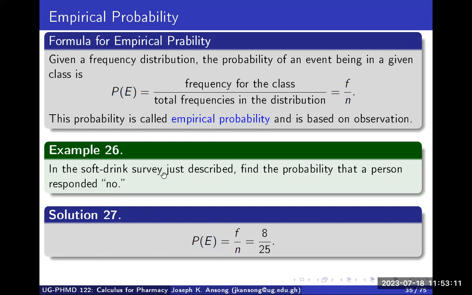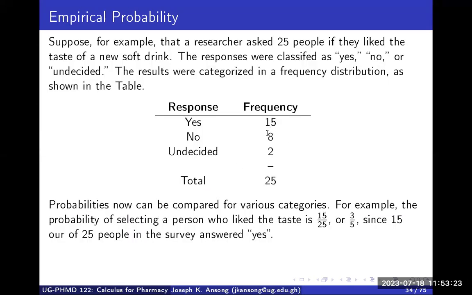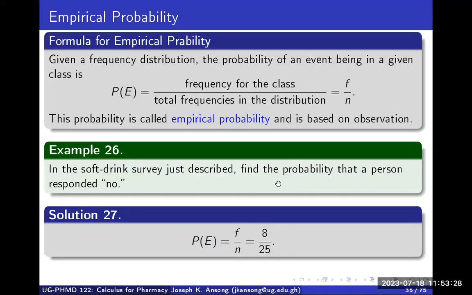In the soft drink survey that we just looked at, what is the probability that the person responded no? You look for the number of people who said no and divide by the total number. 8 people said no, so take 8 over 25, and that will give you that probability. Okay, good.